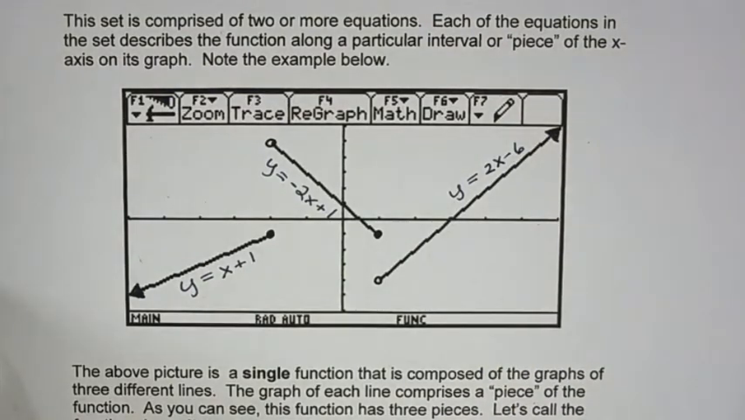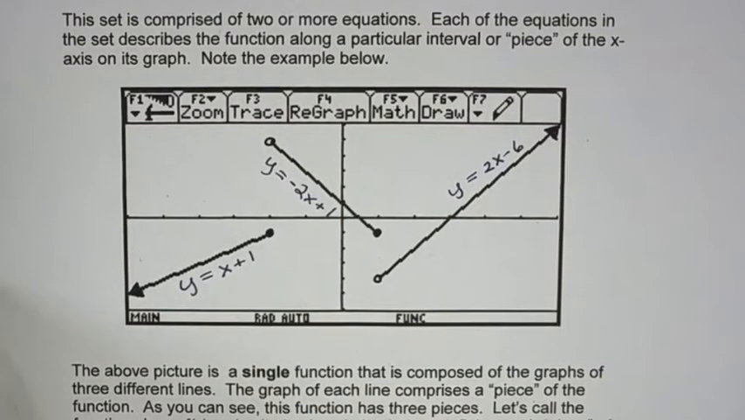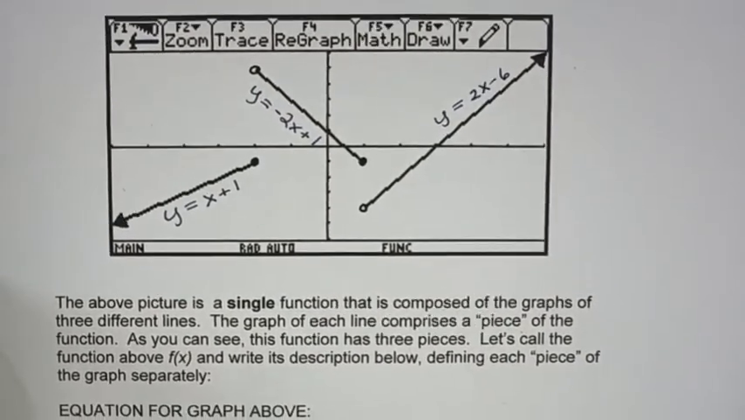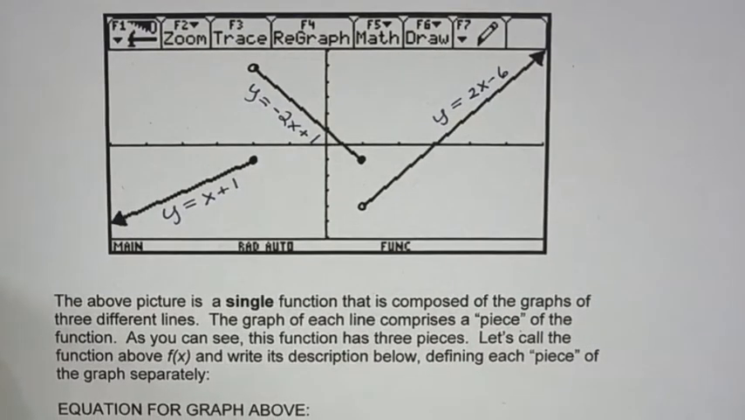Now, what we're going to do is take that information and develop an expression that will describe this piecewise defined function. So let's read again. The above picture is a single function that is composed of the graphs of 3 different lines. The graph of each line comprises a piece of the function. As you can see, the function has 3 pieces. Let's call the function f of x and write its description below.